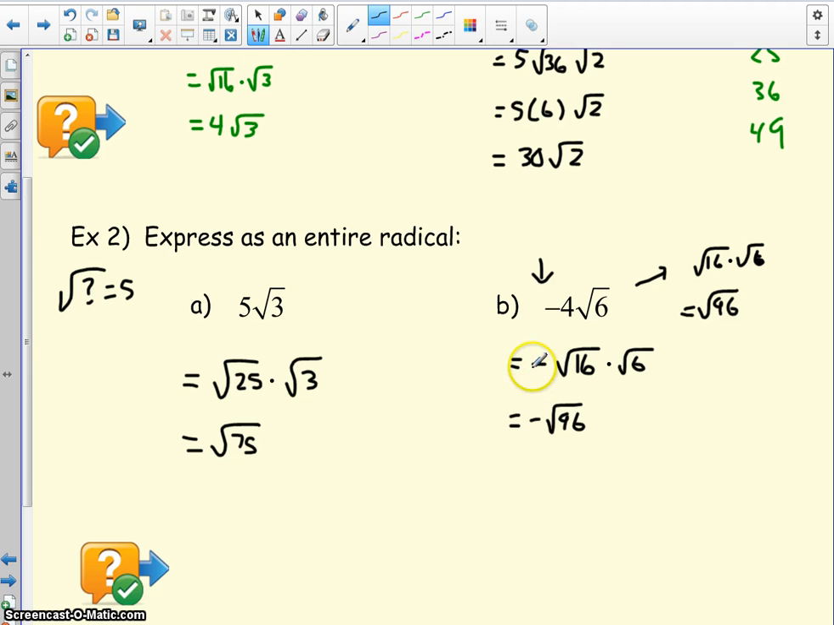If I try and incorporate this negative into the square root that I'm trying to create here, I'm going to get something that's incorrect. So when I have a negative out in front, even though I want this as an entire radical, I cannot put that negative inside the square root. There's nothing I can do about that. So if you see that negative in front, just leave it out in front and leave it as part of your final answer. Otherwise, you're going to be creating something that's not equivalent.